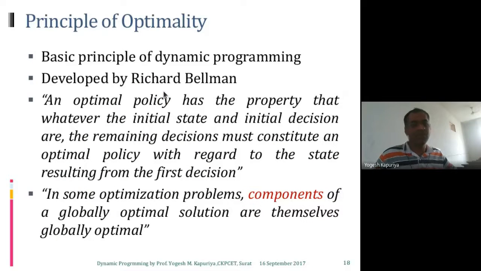So with this, I think I will stop. In the next class, we will be discussing this principle and the first problem statement in dynamic programming.